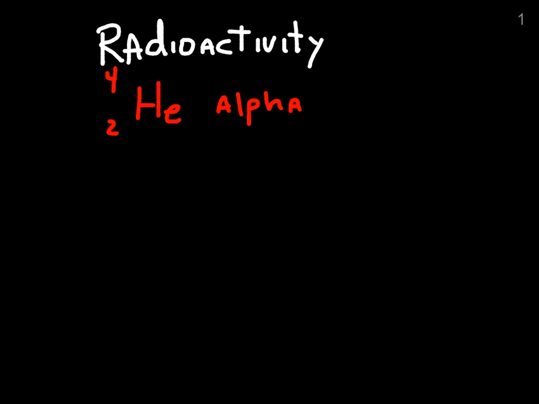The second one is going to be a beta particle, and that is written this way. It's actually an electron moving at close to the speed of light, and this is called a beta. And the third one is just a real high energy form of electromagnetic radiation, which is another name for light, and it's called a gamma ray. So these are the three particles that are emitted during a radioactive decay of a nucleus.